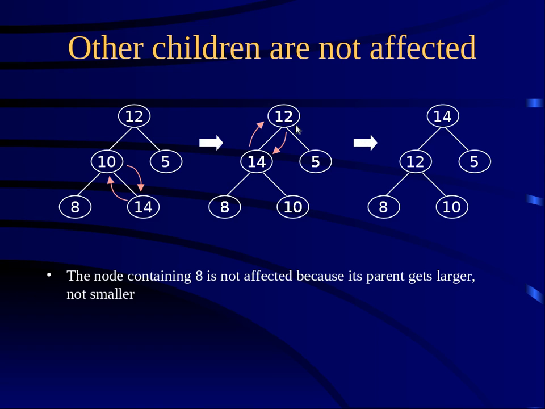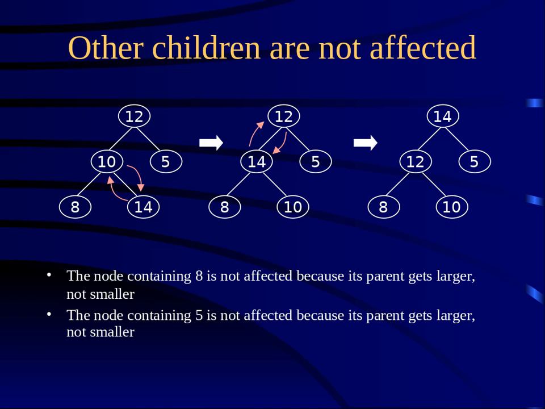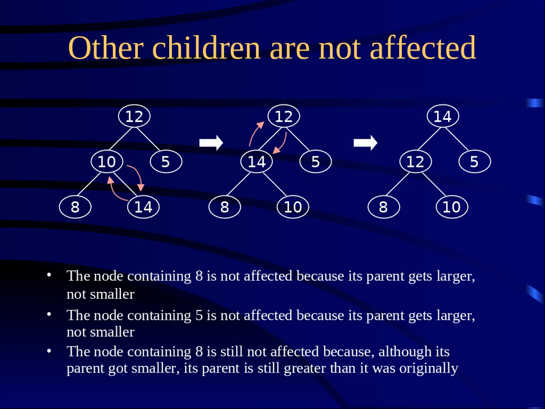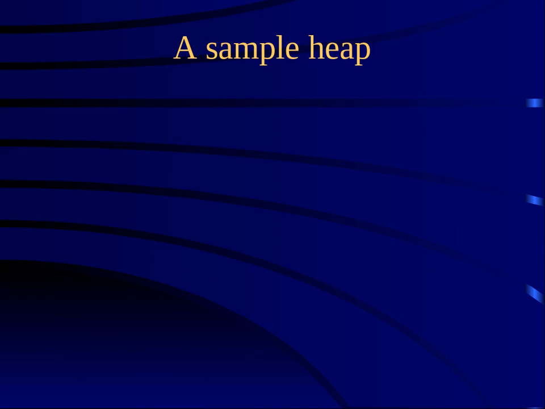Now here's what's tricky. This is what you were probably asking. If you swapped here and made this number less, could it affect the 8? No, because this number on top has to have been equal to or greater than the 10. So because of the heap property and the way it cascades up, we don't have to keep searching, which is great and one of the hugest advantages of a heap. The node 5 is not affected either because the parent gets larger, not smaller. Node containing 8 is still not affected because though the parent got smaller, its parent is still greater than it was originally.